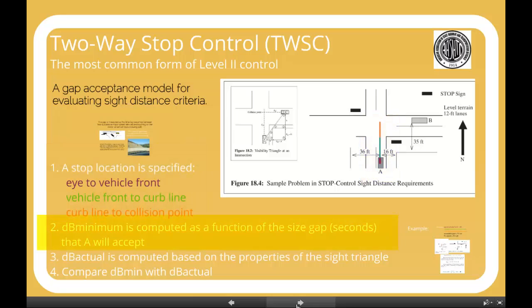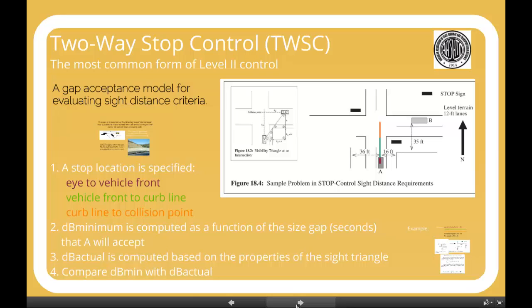Step 2 is to compute D minimum as a function of the size gap that A will accept. Step 3 is to use the visibility triangle to compute dB actual to represent the actual position of B when first visible to A. Step 4 is as before. Compare dB values and ask, is dB actual at least as long as dB minimum? If not, there is insufficient sight distance to meet the gap acceptance criteria.